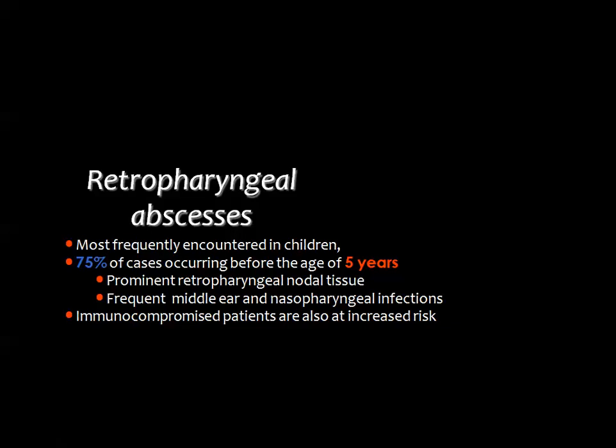Then one of the abscesses or the inflammatory lesions in the neck is the retropharyngeal abscess. This retropharyngeal abscess is usually seen in children, and most of them are below the age of 5 years. And here, in these patients, there is prominent retropharyngeal lymph node tissue, and the frequent middle ear and nasopharyngeal infections are contributing to the prevalence of retropharyngeal abscesses in the pediatric age group.